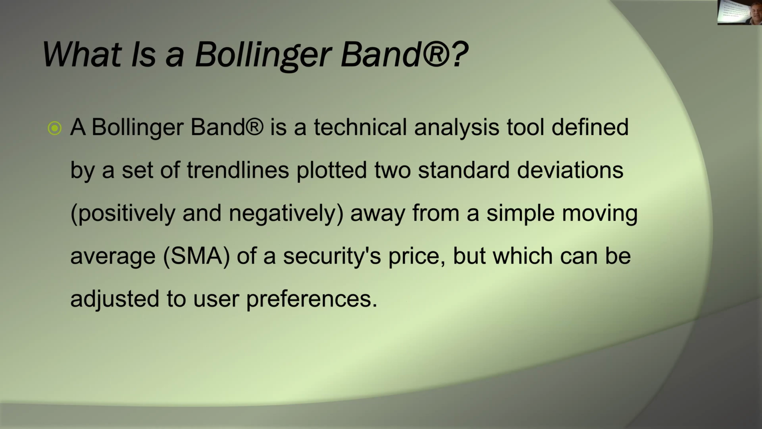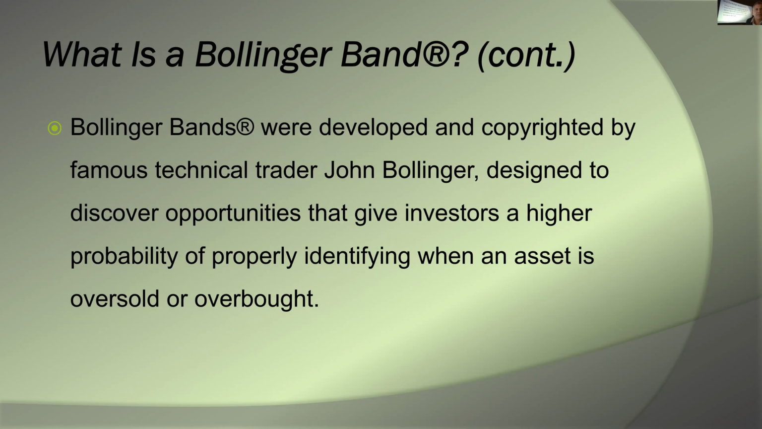The Bollinger Band is a technical analysis tool defined by a set of trend lines, plotted two standard deviations, positive and negatively, away from a simple moving average at the security's price, but which can be adjusted to the user's preferences as well. Bollinger Bands were developed by and copyrighted by famous technical trader John Bollinger.